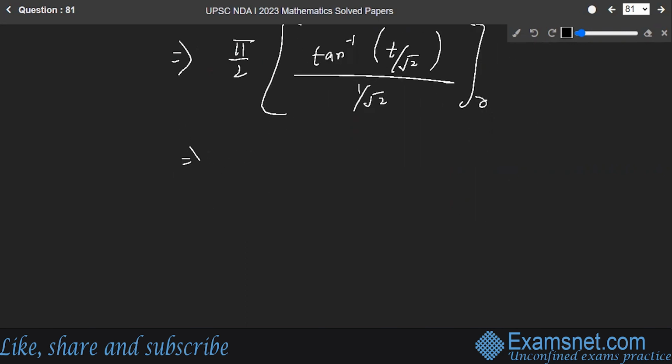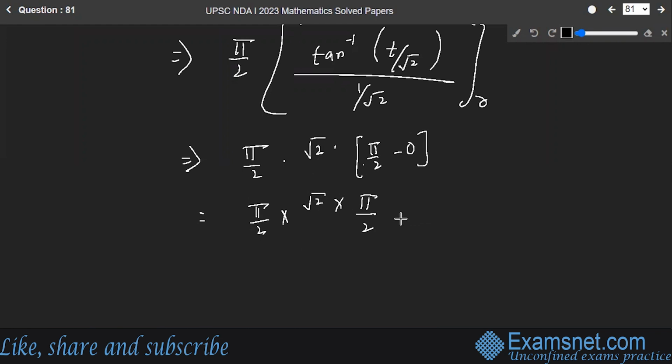So this is equal to pi by 2 into root 2 into tan inverse infinity. This is equal to pi by 2 minus 0. So this will be pi by 2 multiplied by root 2 into pi by 2, which will give you pi square upon 2 root 2. This is the value for I1. Okay. So till here we have found out I1.